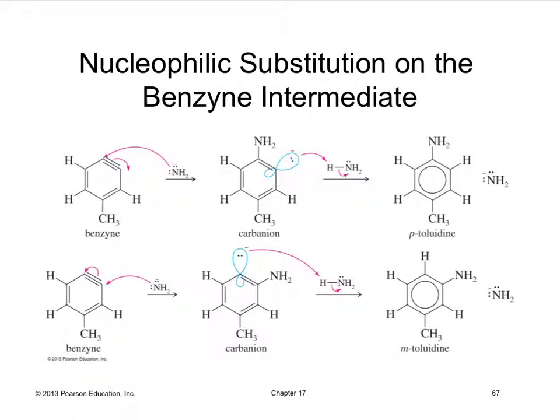So once you have your benzyne, your amine comes in, attacks, and kicks the electrons over here. This will then pluck off a hydrogen from ammonia, generating the para product.